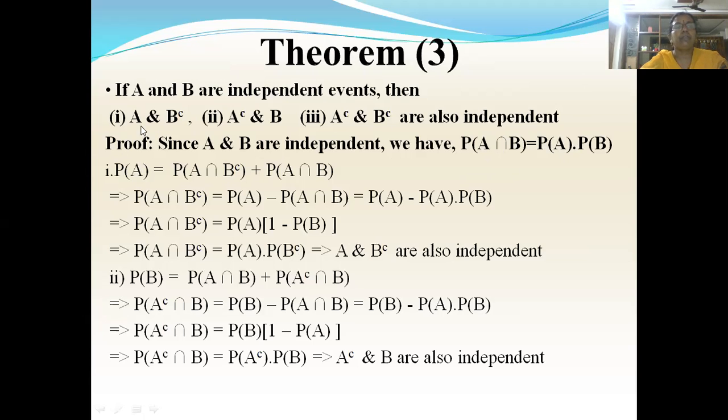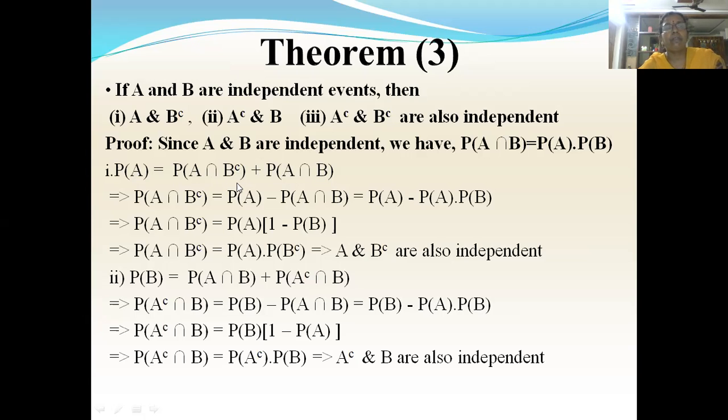So how to prove that? First, we have to prove that A and B complement are also independent. That means to prove that these two are independent, what we have to prove? We have to prove that P of A intersection B complement is equal to P of A into P of B complement. So to prove that, I am taking this P of A. P of A I can write as P of A intersection B complement plus P of A intersection B. Because these two will get cancelled, you will get only P of A. So P of A is P of A intersection B complement plus P of A intersection B.